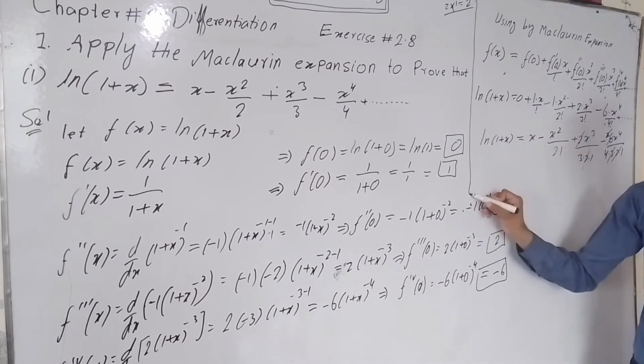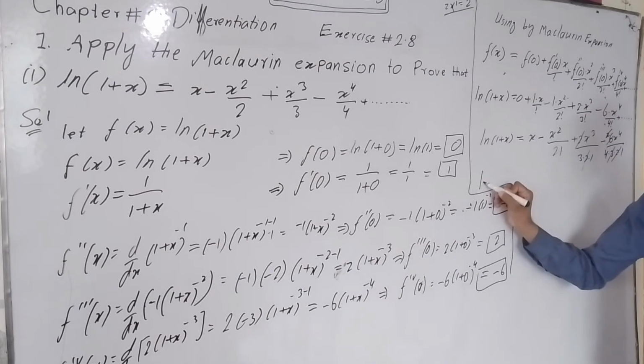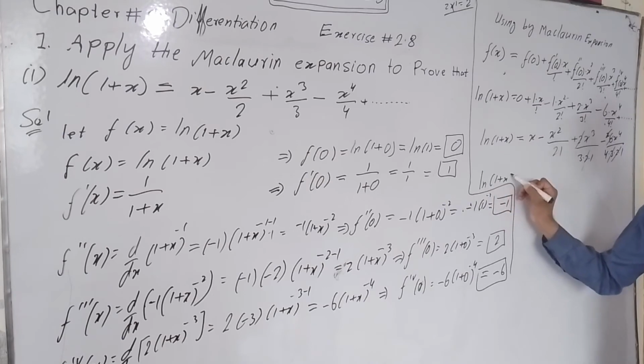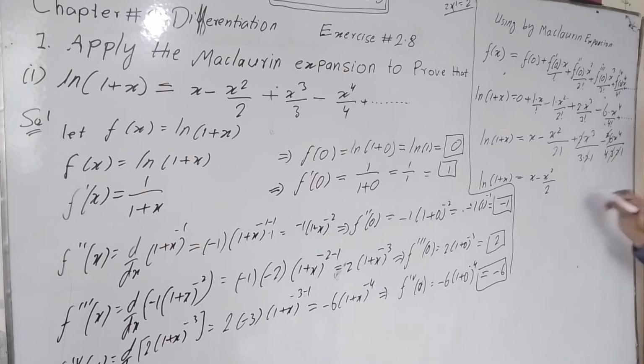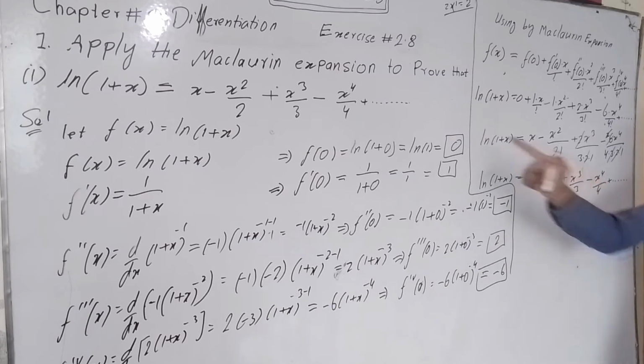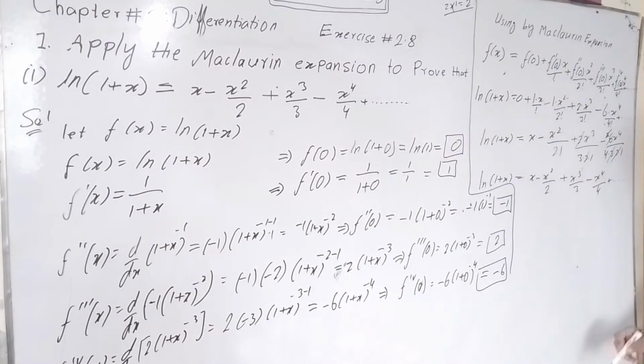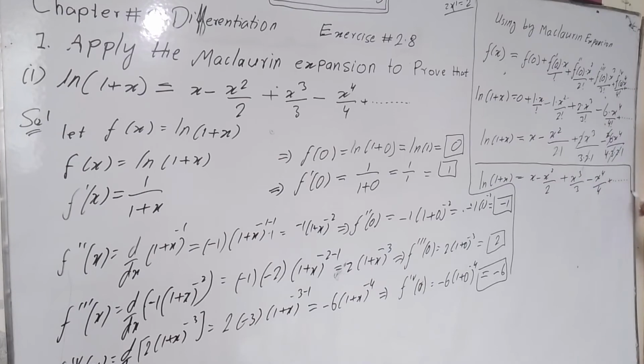So natural log of 1 plus x is equal to x minus x square divided by 2 plus x cube divided by 3 minus x to the power 4 divided by 4 plus, and so on, which is the required proof. Hence proved.